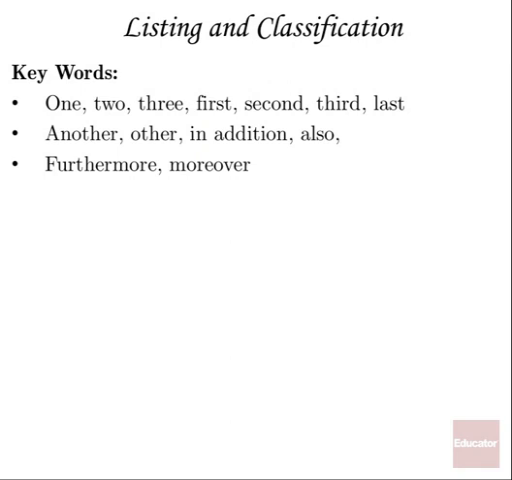Now, what are some common listing and classification keywords? Turns out, any number, 1, 2, 3, 7, first, second, third, last, are going to be keywords for listing. But that can sound kind of boring, so sometimes authors will use another, other, in addition, also. And then we have furthermore and moreover. Very, very simple listing and classification keywords.